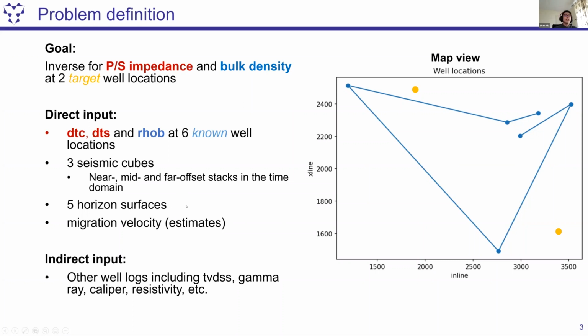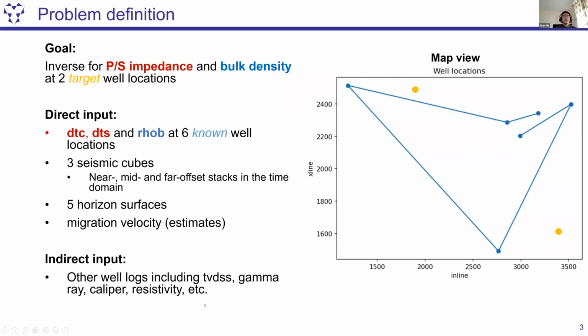compared to seismic. In addition to that, we also have migration velocity, which is the low frequency estimate of the P-wave velocity. And again, this is just an estimate, which makes sense because one of our goals is to invert for the VP velocity. We have also been provided some indirect input. Those are additional well logs, including the depth in well, gamma rays, caliper and resistivity, etc. However, those data are only available at well locations, so we cannot use them for training. We can only use them indirectly for data imputation.